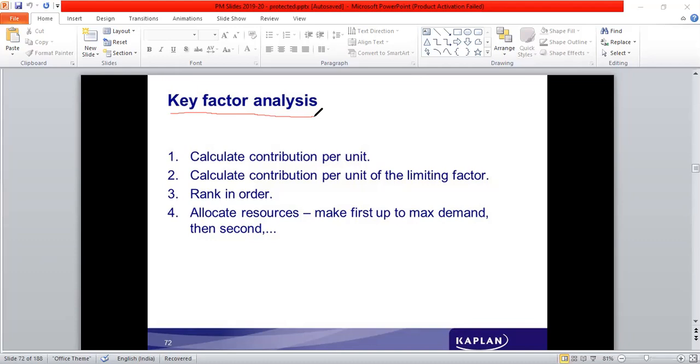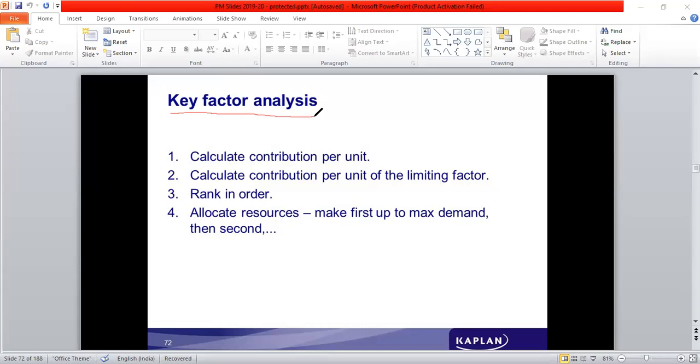So here also there is some resource which is limited, which is constrained, which is not abundantly available. If such a situation arises, how do businesses take decisions about maximizing their profit? First step is that contribution per unit is calculated.